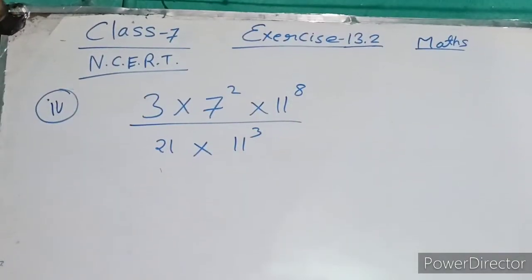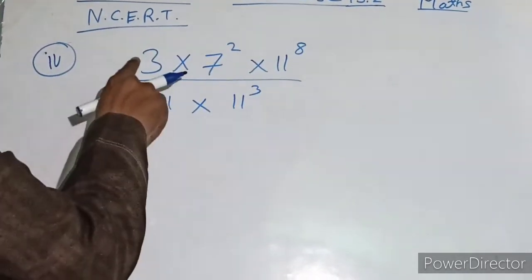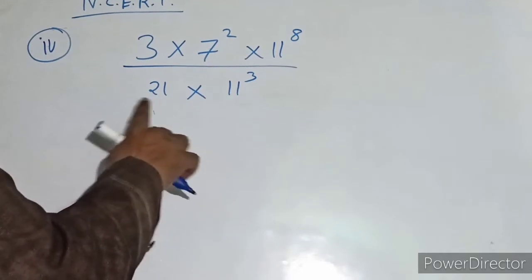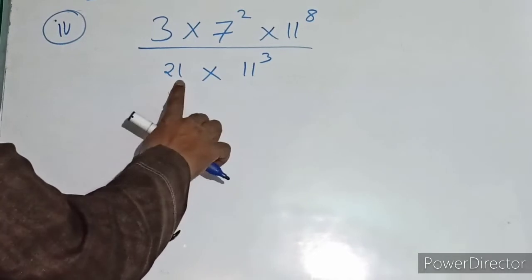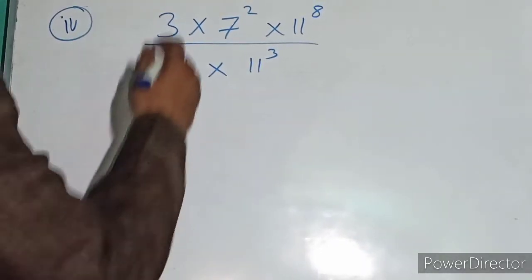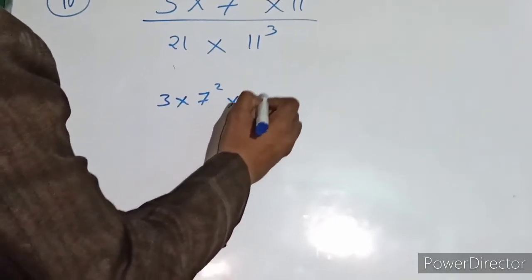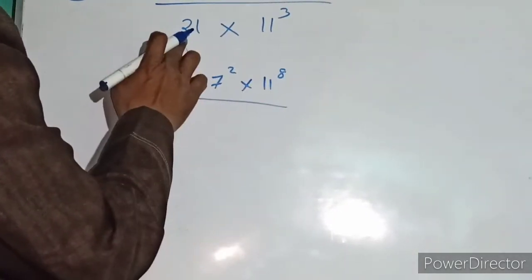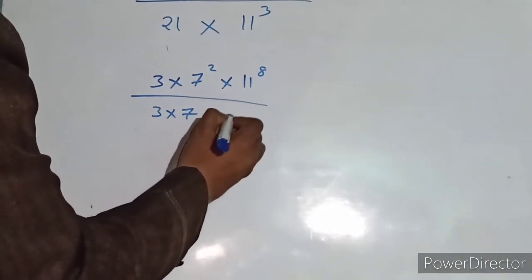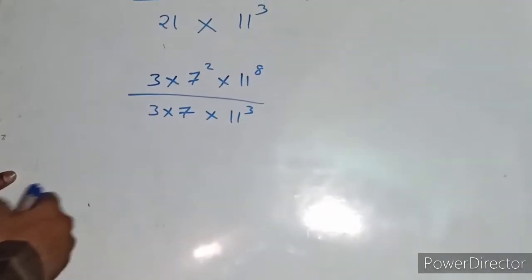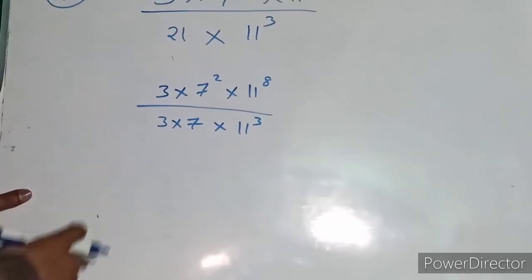Number 4. In this question also, these numbers are in the simplest form, and this is also in simplest form, but 21 is not in the simplest form. So first of all we will make this number in the simplest form. What can we write for 21? We can write it like this: 3 into 7, raised to the power 2, into 11 raised to the power 8. 3 7s are 21. 11 raised to the power 3 will remain the same. Now all the numbers are in the simplest form and they are in divisional form also.